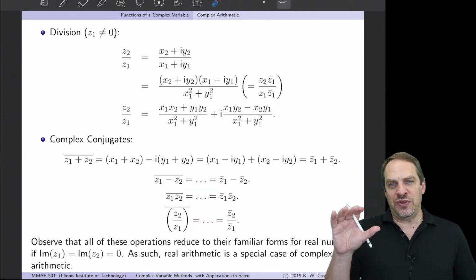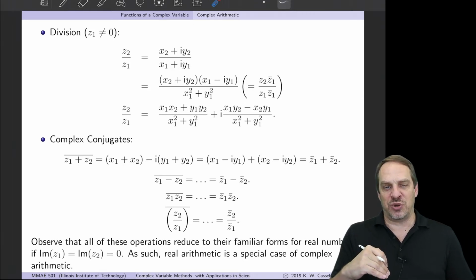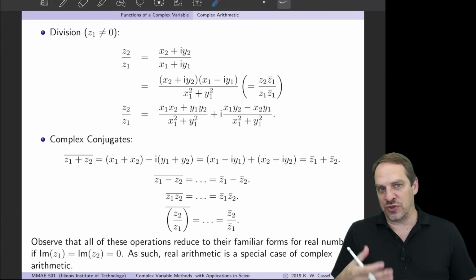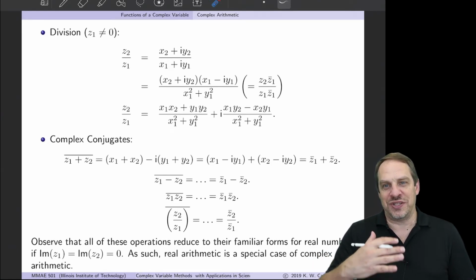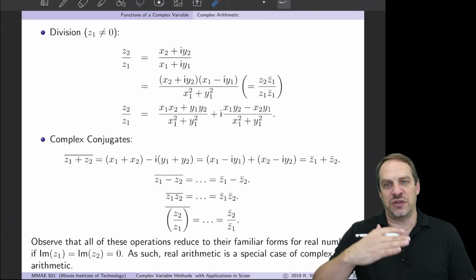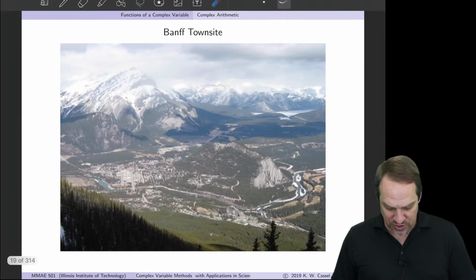Now, everything that we've learned about real algebra, trigonometry, and so forth is just a special case of this. It's the special case when the imaginary part of z, or z1 or z2, is equal to 0. So we're basically upgrading all of our real arithmetic and algebra to complex arithmetic and algebra.